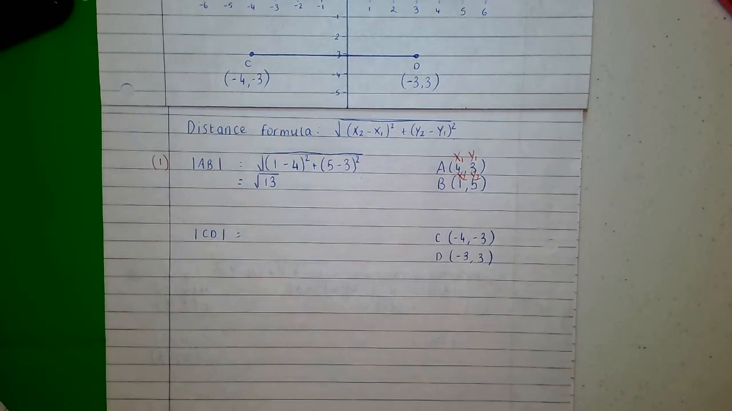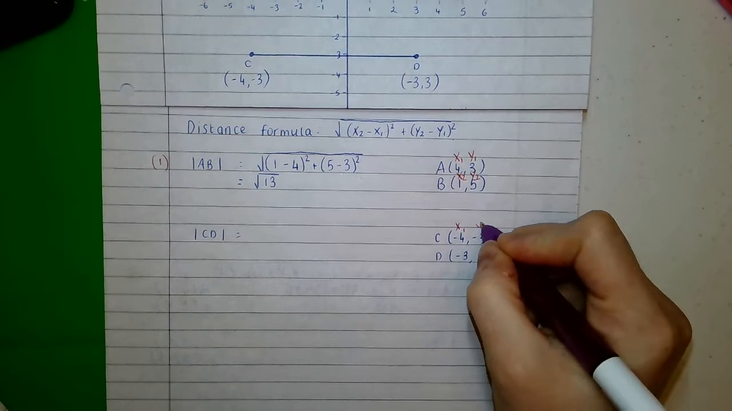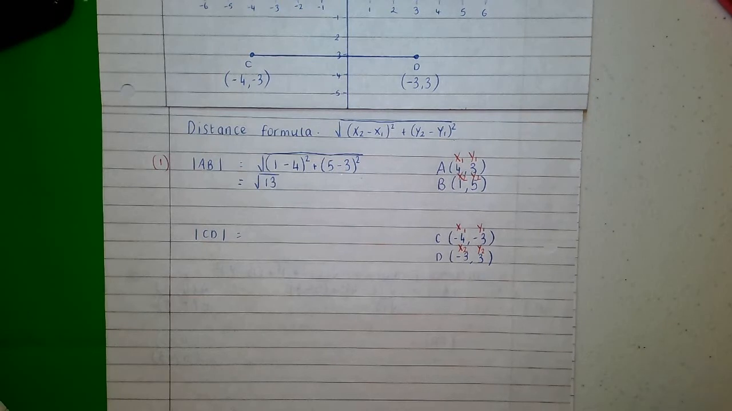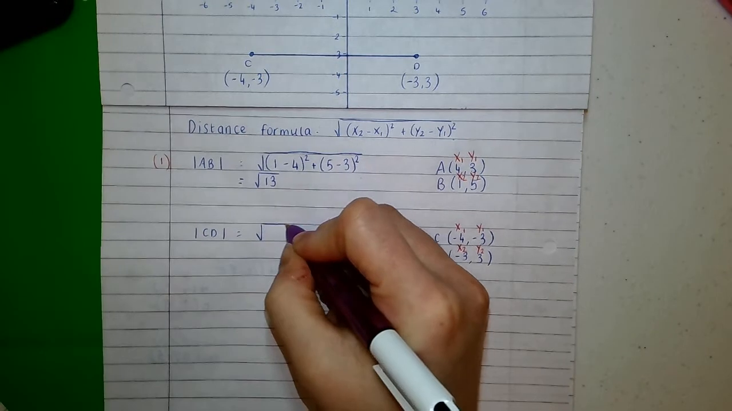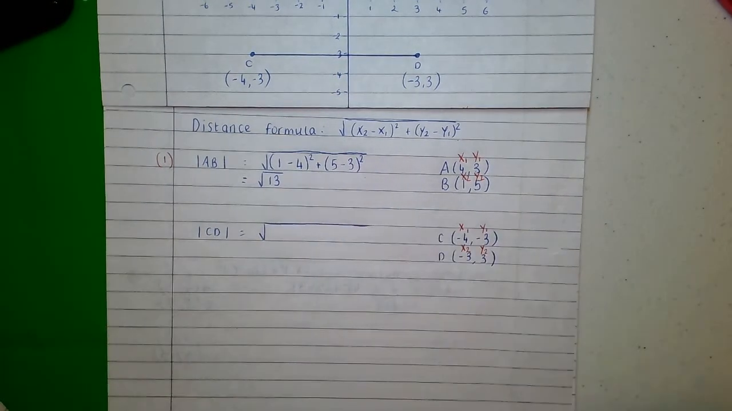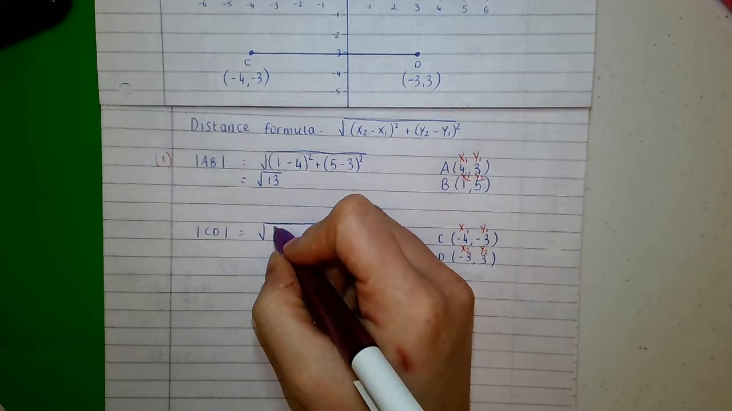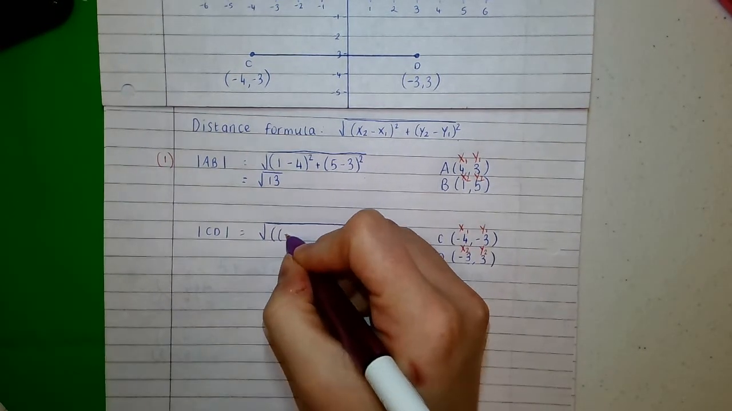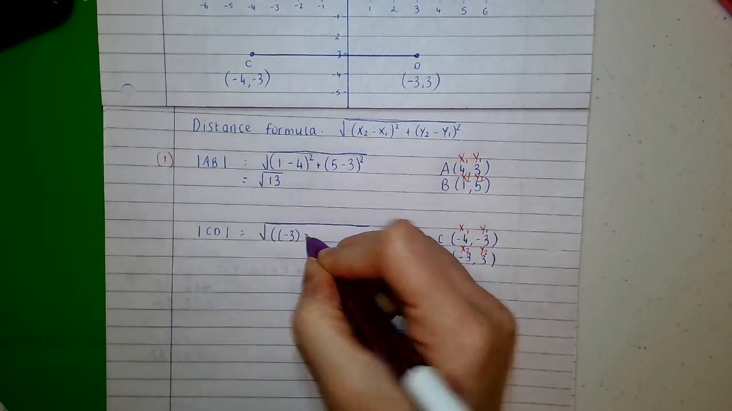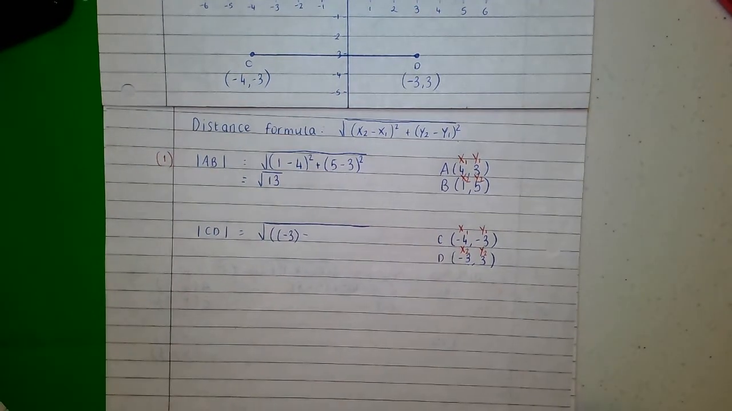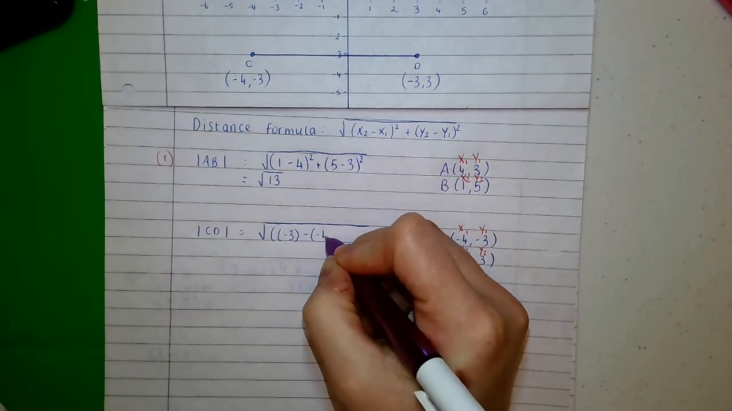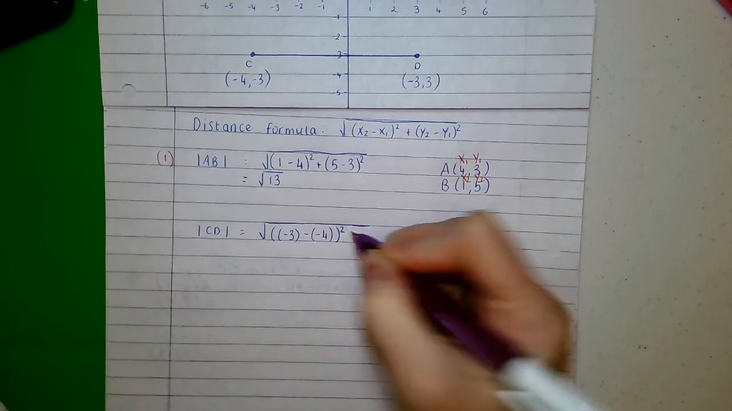Again we're going to label them x1, y1, x2, y2, and we're going to sub them into our formula. When we do that, reminding ourselves that we must put the negative numbers into a bracket of their own, if we look here, x2 is actually minus 3. So we're just going to stick that in as minus 3, minus x1. And x1 is actually minus 4. So again, we're going to put that into a bracket. And that's all squared then.